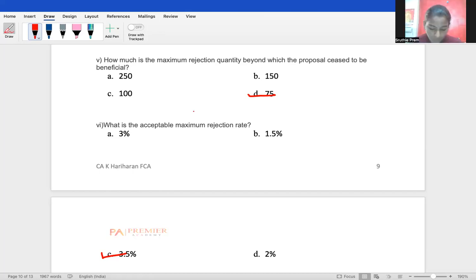Sir, 75 divided by 5,000 will give you 1.5. If we implement the rate, the rejection rate will be 3. So 3 plus 1. No. So I think when 75 divided by 15,000 will give us 0.5. That plus the new implementation rate, 3.5. 3%. Oh. So 3.5 is the maximum acceptable rejection rate.